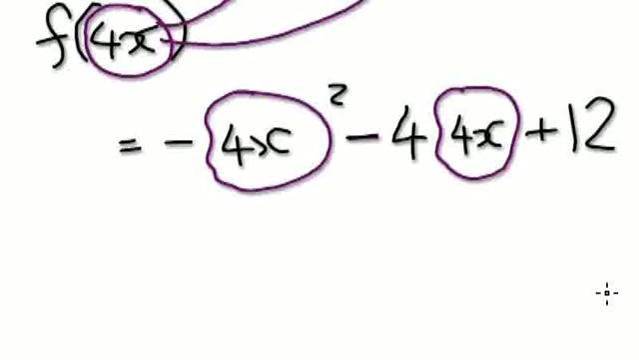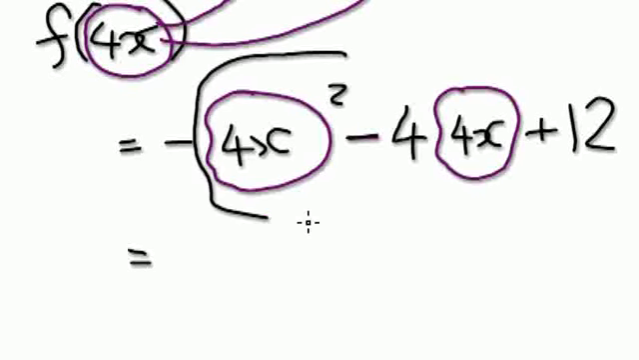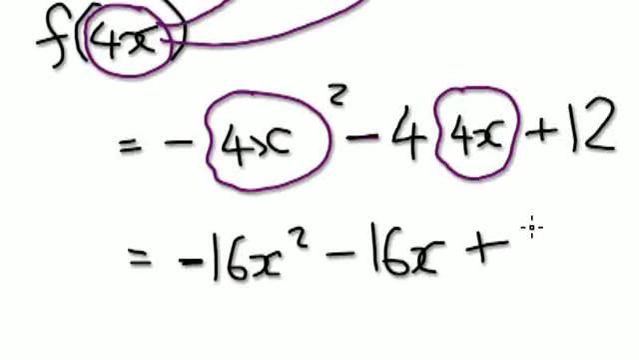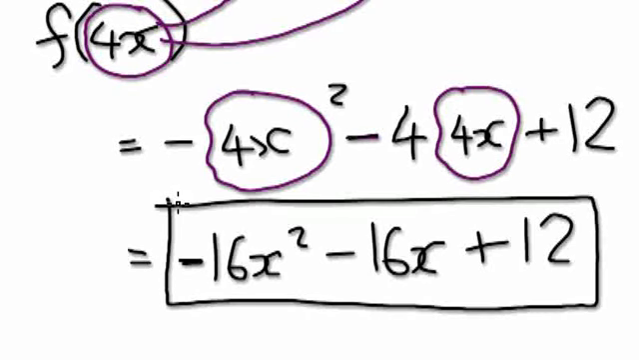Now it's just a matter of tidying this up. Remember, you've got to do the power first. So this would be 16x squared, and don't forget it's a minus. Then here you've got minus 16x, and then plus 12. So the equation for the new function will be this.